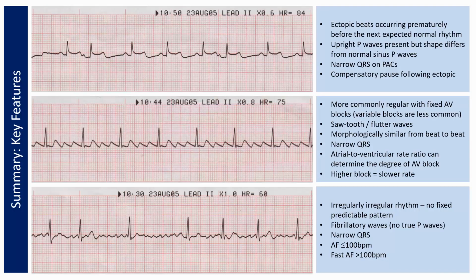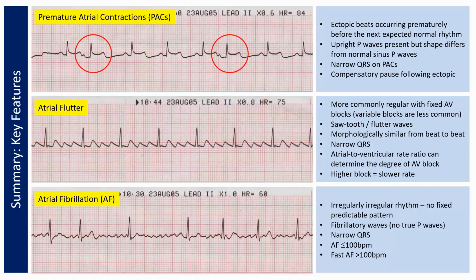To summarize our lesson, we covered three rhythms originating from the atria, which were PACs or premature atrial contractions, atrial flutter, and atrial fibrillation or AF. Let's now recap on the key characteristics of these rhythms.